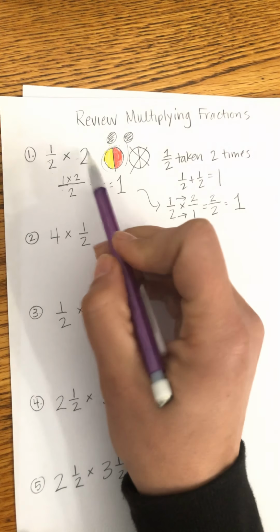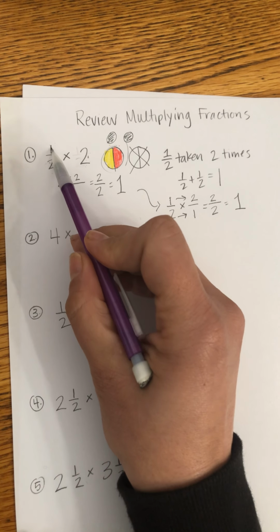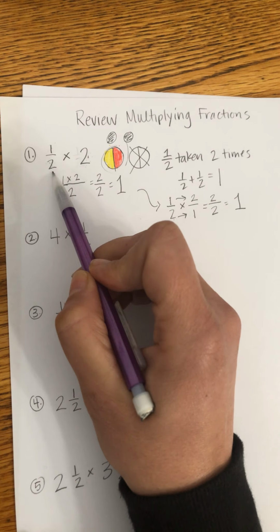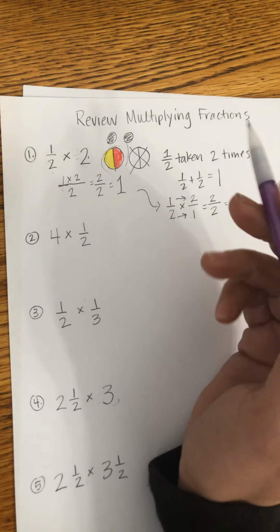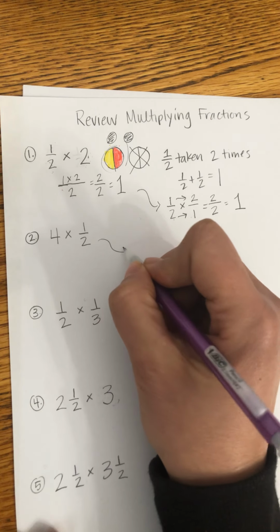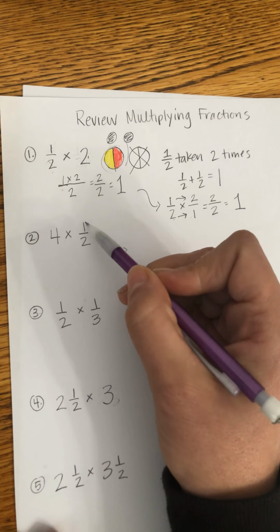So when you multiply a fraction times a whole number, you can just multiply the numerator times the whole number and put it over the denominator, or you can turn that whole number into a fraction by putting it over 1. So this one right here is 4 times 1/2.